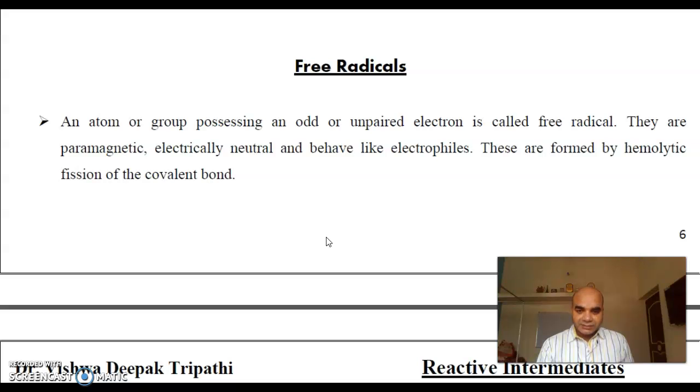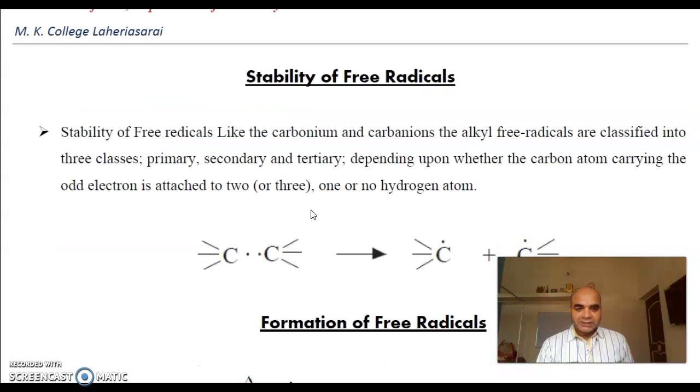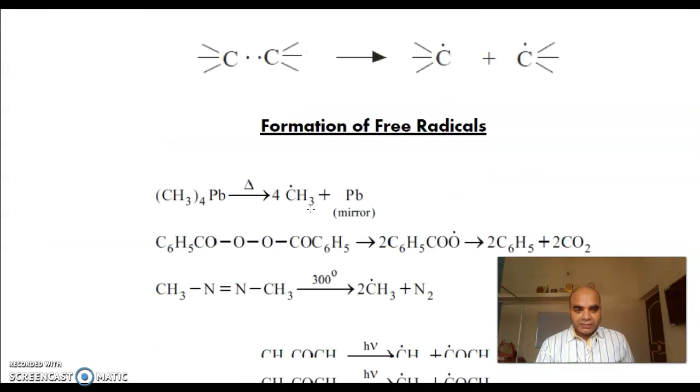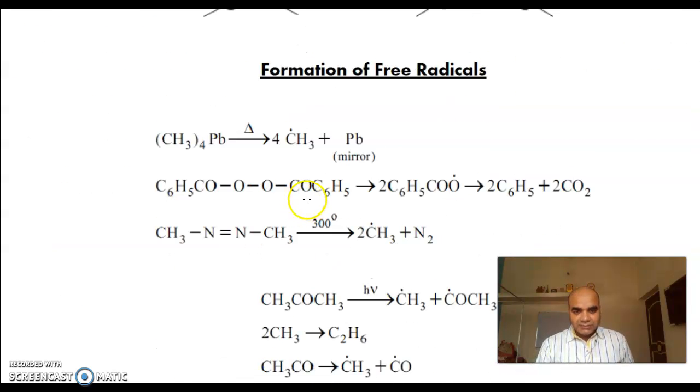Because of this unpaired electron, the free radical is paramagnetic in nature. This property helps to characterize or investigate whether a free radical is found in our reaction or not, by various spectroscopic methods that utilize the property of paramagnetism. So we will see how free radicals are generated.